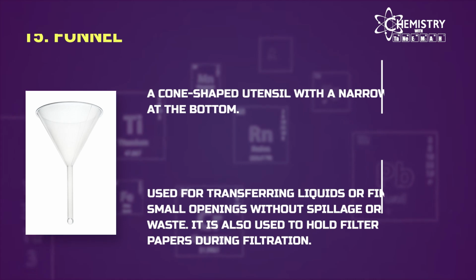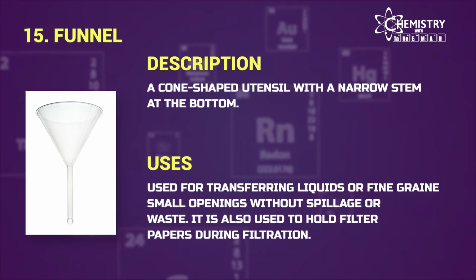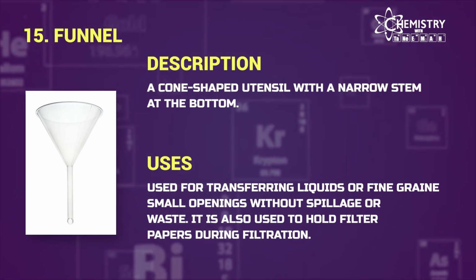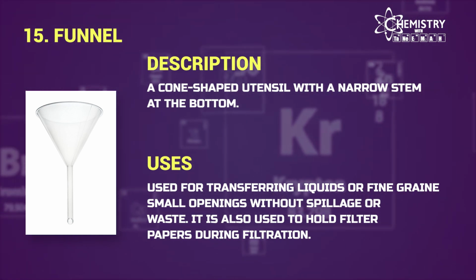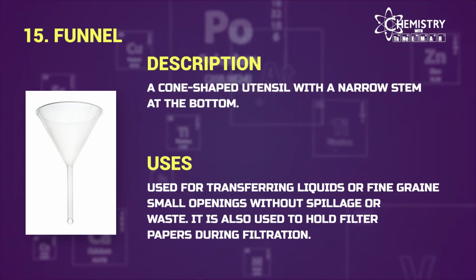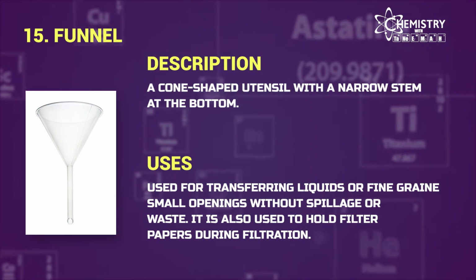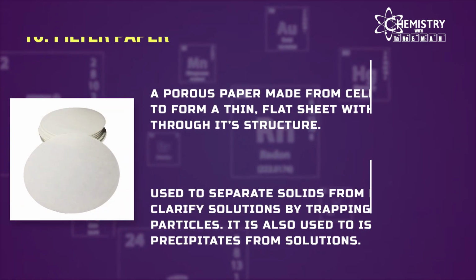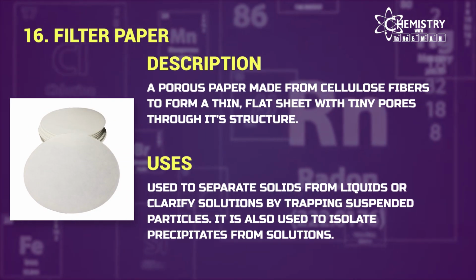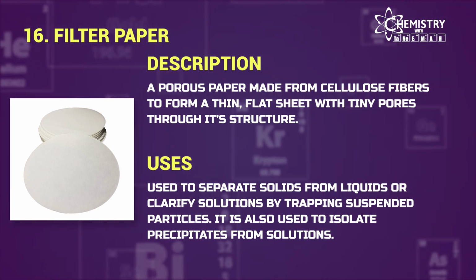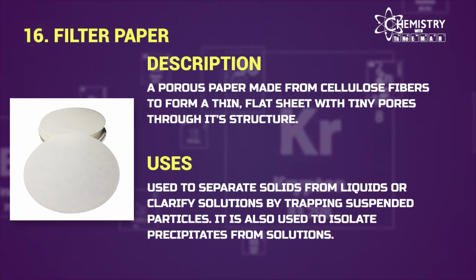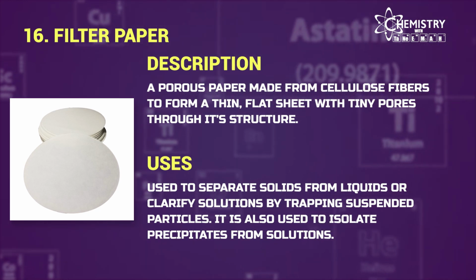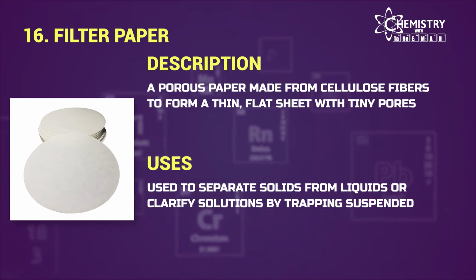Number fifteen, funnel. Funnel is a cone-shaped utensil with a narrow stem at the bottom. It is used for transferring liquids or fine-grained substances into containers with small openings without spillage or waste. It is also used to hold filter paper during filtration. Number sixteen, filter paper. Filter paper is a porous paper designed to separate solids from liquids or to clarify solutions by trapping suspended particles. It is also used to isolate precipitates from solutions.